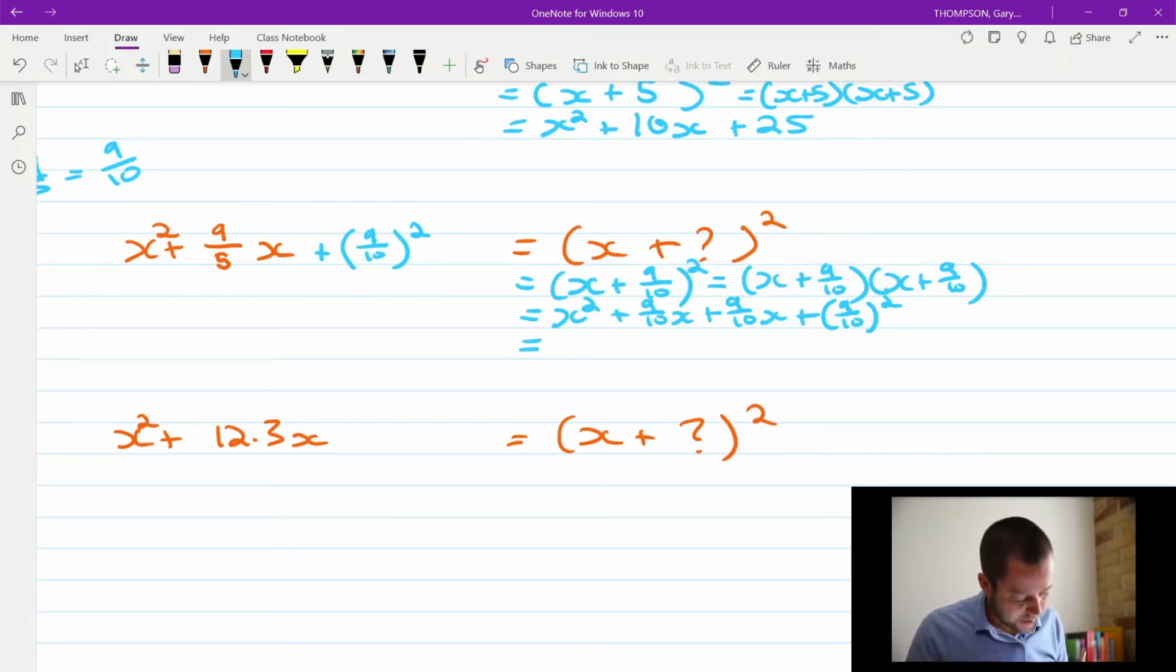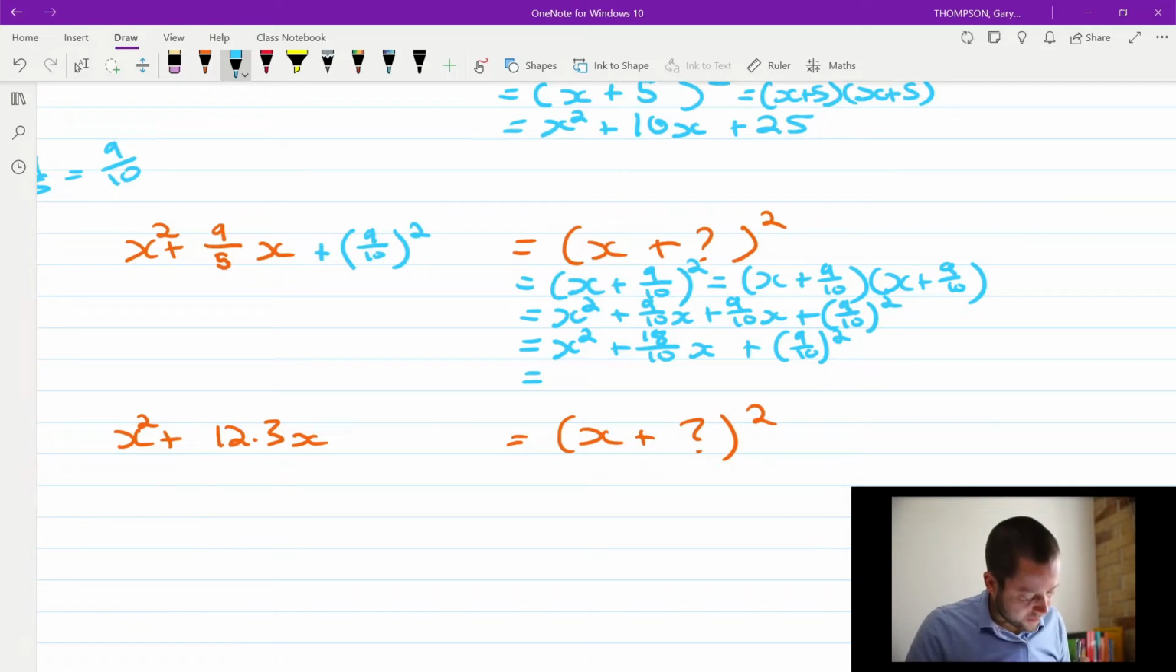Okay, so that's going to be x squared plus, I've got 9 on 10, I've got 9 on 10. Well, they've got the same denominator. When I'm adding fractions with the same denominator, I just get to add the numerators. So that's going to be 18 on 10x plus 9 on 10 all squared. I'm not going to expand that to a proper fraction by getting rid of the square. I'm just going to keep that there.